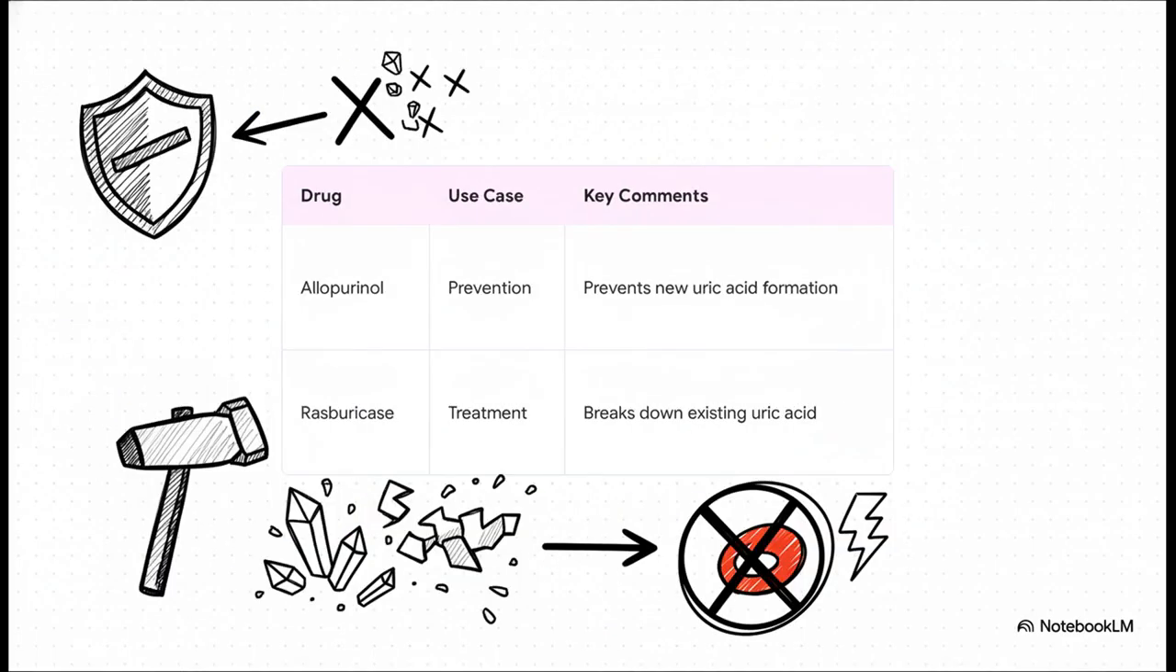It really comes down to knowing the difference in mechanism, because that dictates how we use these drugs. Allopurinol prevents the formation of new uric acid, which makes it great for prophylaxis. Rasburicase, on the other hand, breaks down existing uric acid, making it perfect for treatment. And please, do not forget the critical contraindication for rasburicase, G6PD deficiency.